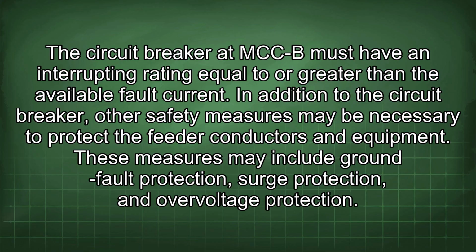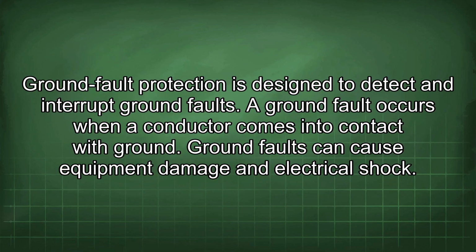In addition to the circuit breaker, other safety measures may be necessary to protect the feeder conductors and equipment. These measures may include ground fault protection, surge protection, and overvoltage protection. Ground fault protection is designed to detect and interrupt ground faults. A ground fault occurs when a conductor comes into contact with ground. Ground faults can cause equipment damage and electrical shock.